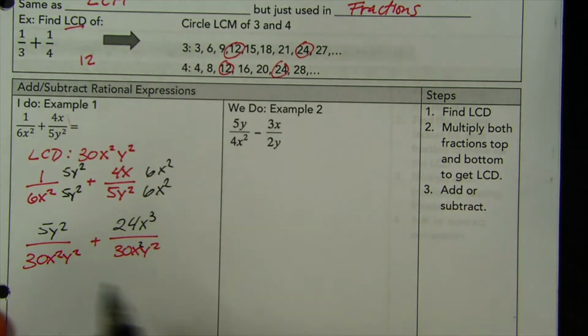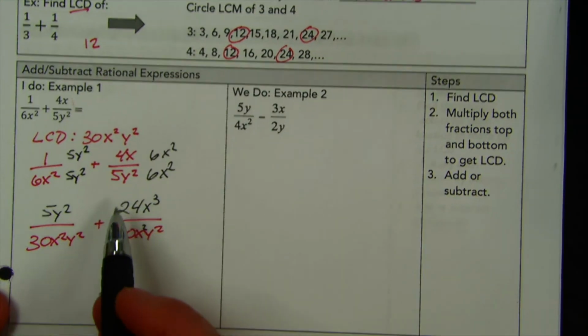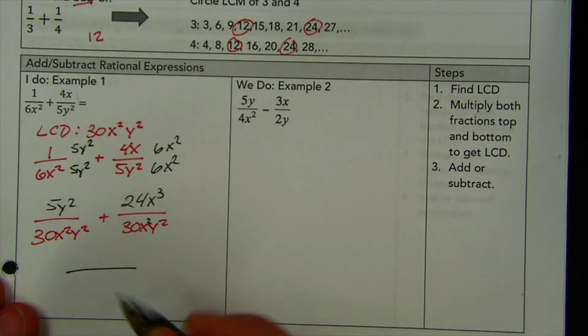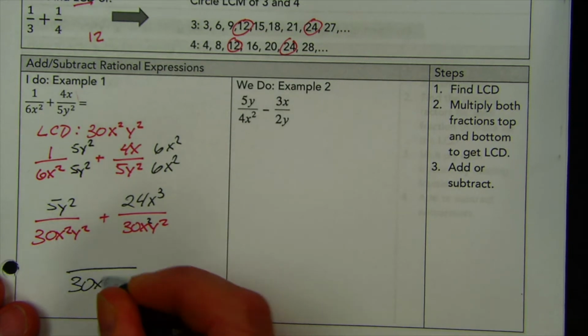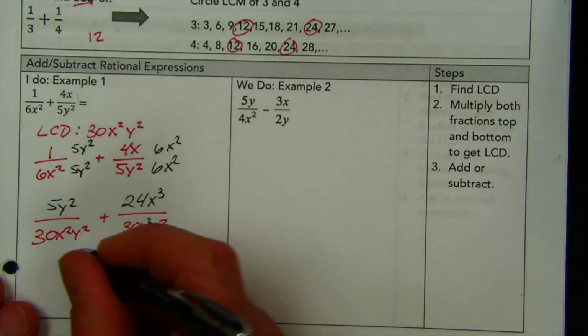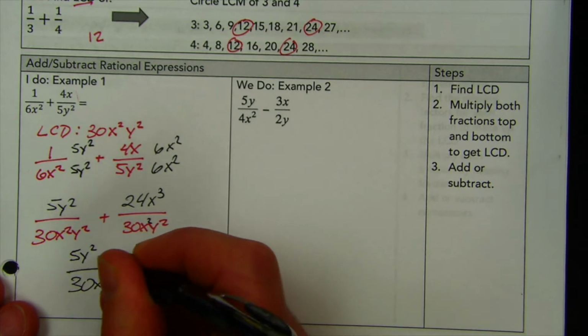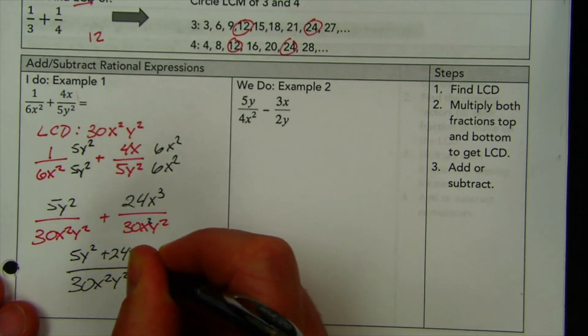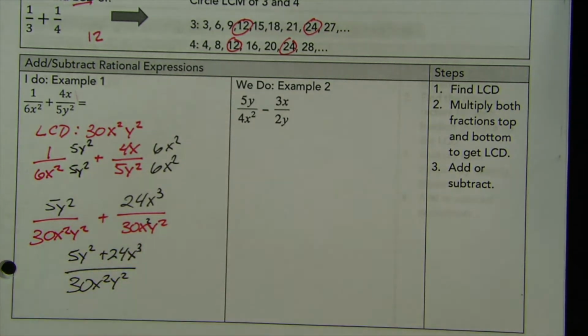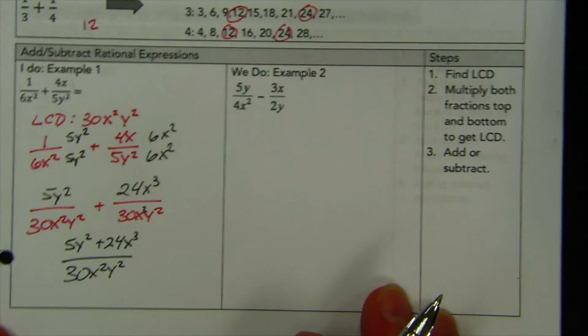cubed. All right. These are not like terms, but I can totally write it as one fraction, 30x squared y squared. And I'm just going to write 5y squared plus 24x cubed. All right, good times.